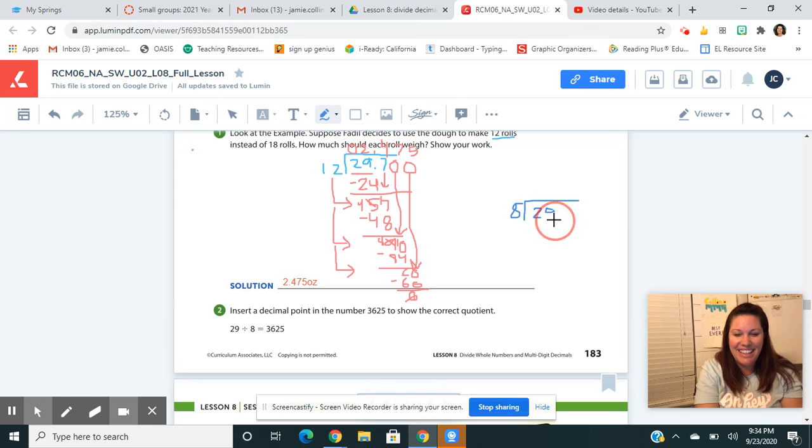Okay, how many times does 8 go into 29? 3 times, right? Because I know 8's not going to go into 2. 8 is going to go into 29 3 times, and that is 24. That's going to go right here on the bottom. And I'm going to subtract, and I get 5 left over.